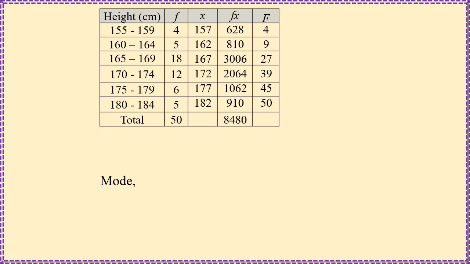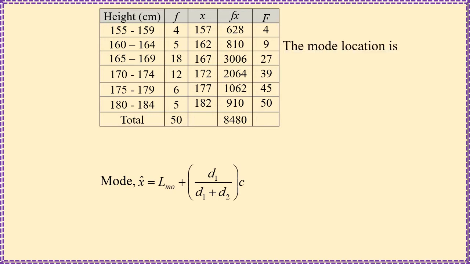Okay, so how to find the mode? First of all, we need to find the modal class, right? So where it's located, we need to know which one has the highest frequency. So the modal class should be here lah. Sorry, you just have to ignore this purple line. So it should be this one, 18, the highest one. So the modal class will be 165 to 169. So now what is the lower boundary of the 165 to 169? Lower boundary will be 164.5, and then add up with the D1.